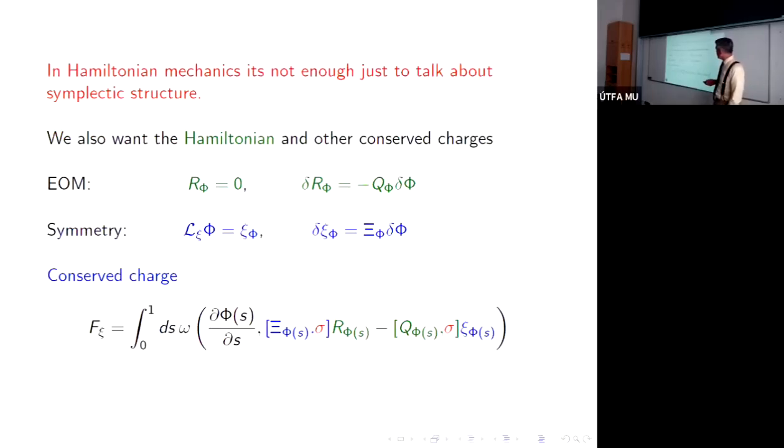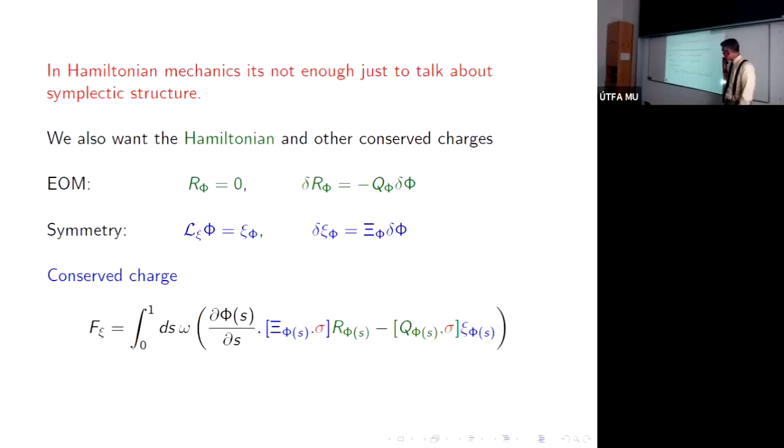Okay, and then finally, we want to set up Hamiltonian mechanics, and it's not enough just to talk about the symplectic structure. You also want to talk about conserved charges and Poisson brackets, so to speak. So there are also some nice formulas for conserved charges. Here's a formula for the conserved charge that should come out in a paper soon.